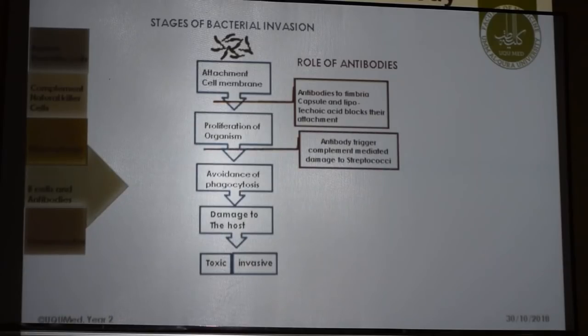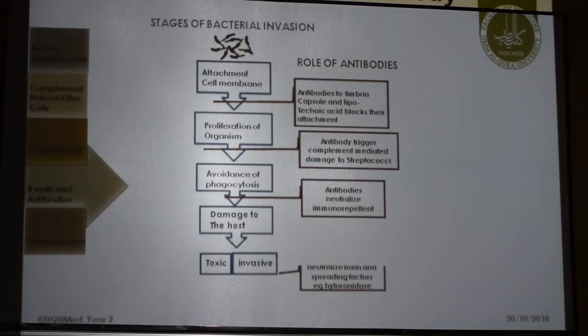Number 2, antibodies trigger the complement production. Through the classical pathway, MAC formation takes place that can bind to the bacteria and destroy it. After that, they can also neutralize. Sometimes the bacteria produce immunorepellents. They produce certain proteins that can block the receptors of our immune system. These antibodies will also neutralize those repellents as well.